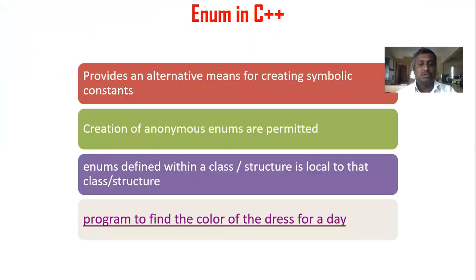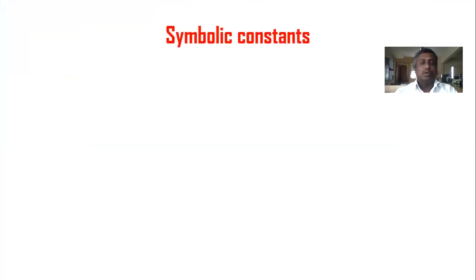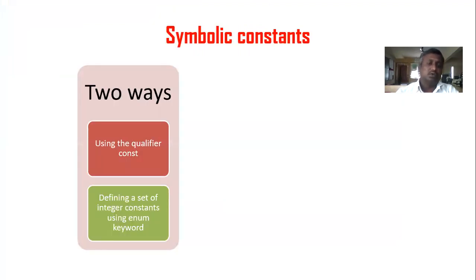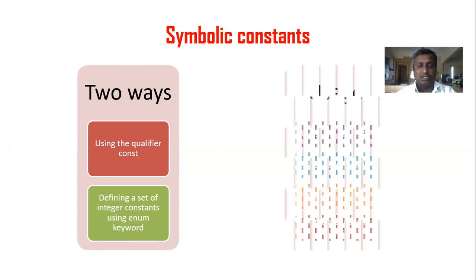Also, as I told you, the enum is basically used to represent constants. In two ways we can represent a constant. One is using the qualifier, where we qualify the variable to be a constant, so the constant value will not vary during the course of execution. Another way is defining a set of integer constants using the enum keyword. That's another way of specifying constant values.